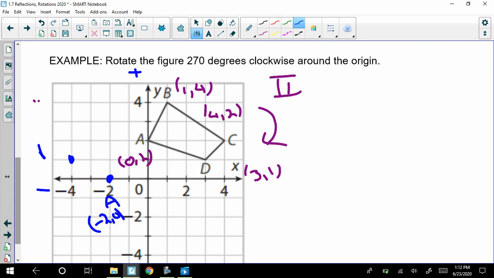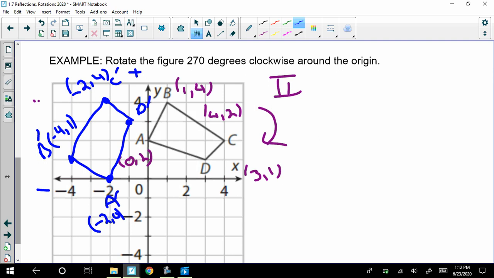B prime is at negative 4, 1. C, flip the coordinates, is going to be at negative 2, 4. So that's at negative 2, 4. Is C prime. These are all primes. And D goes from 3, 1 to negative 1, 3. So this is my D prime. And there is our rotated shape.